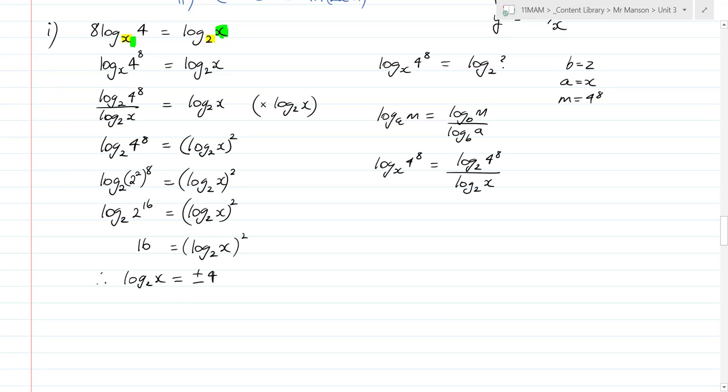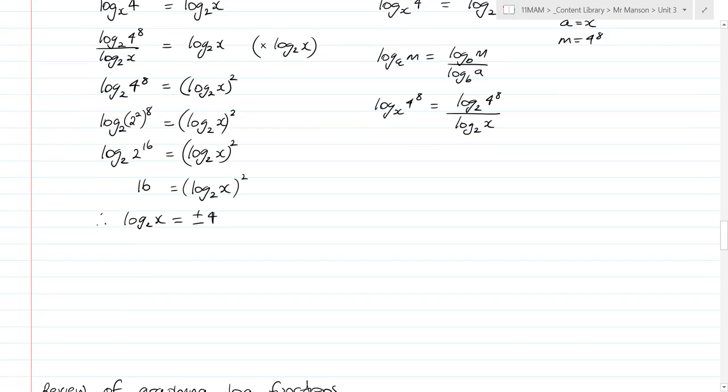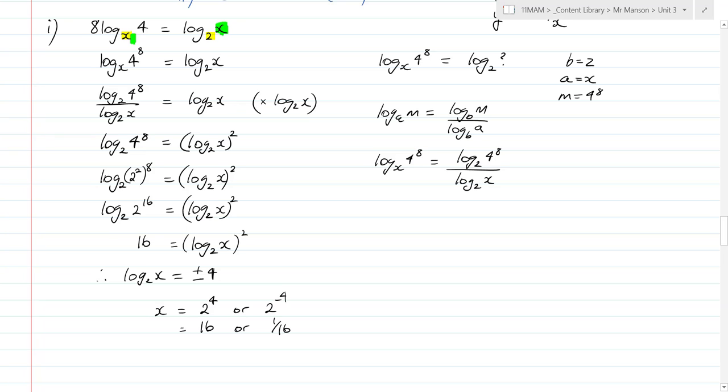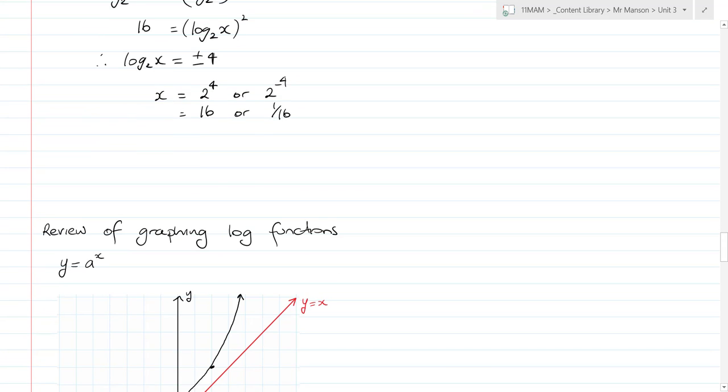Now 2 to the power of minus 4 works, and 2 to the power of positive 4 works, so I have to recognise there's two possible solutions. So x is equal to 2 to the power of 4 or 2 to the power of negative 4, which equals 16 or 1 over 16. Either of those solutions will make that equation work. That's a nice little result that didn't actually require the use of a calculator to solve.